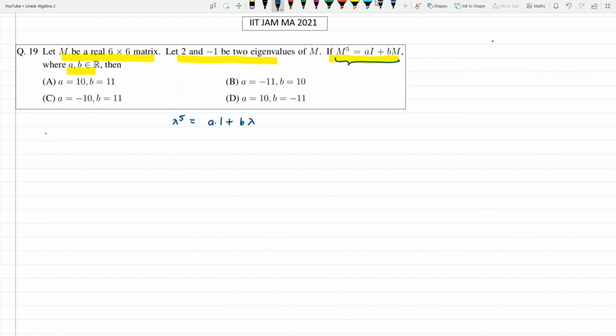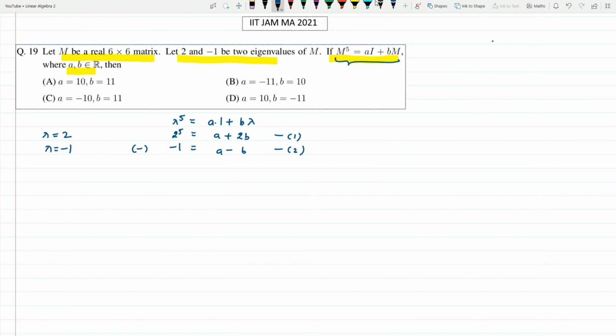Now since we know that lambda has two values, one is lambda equals 2 and one is lambda equals -1, we'll be getting two equations. So that is going to be 2 raised to 5 is equal to a plus 2 times b, and the second one will be -1 is equal to a minus b. Equation 1 and equation 2.